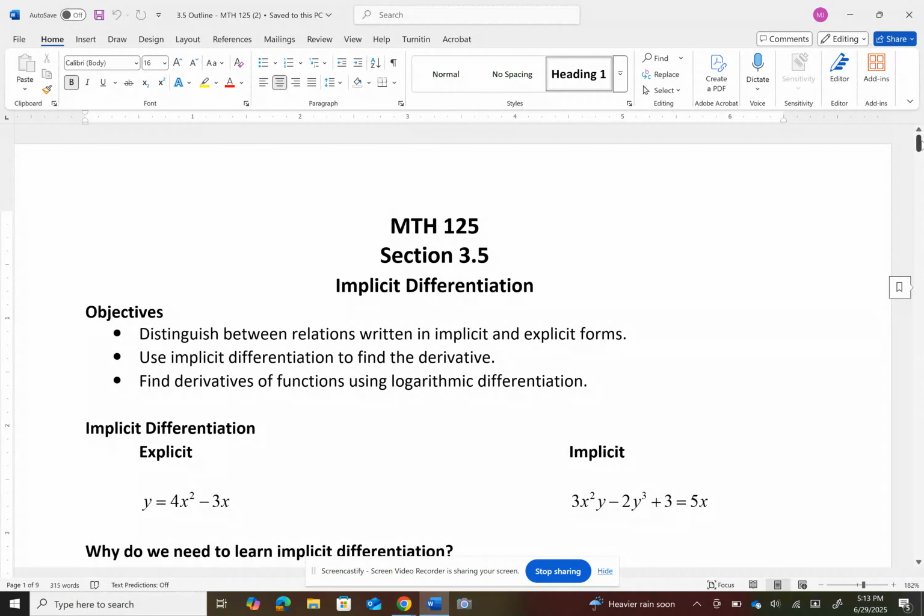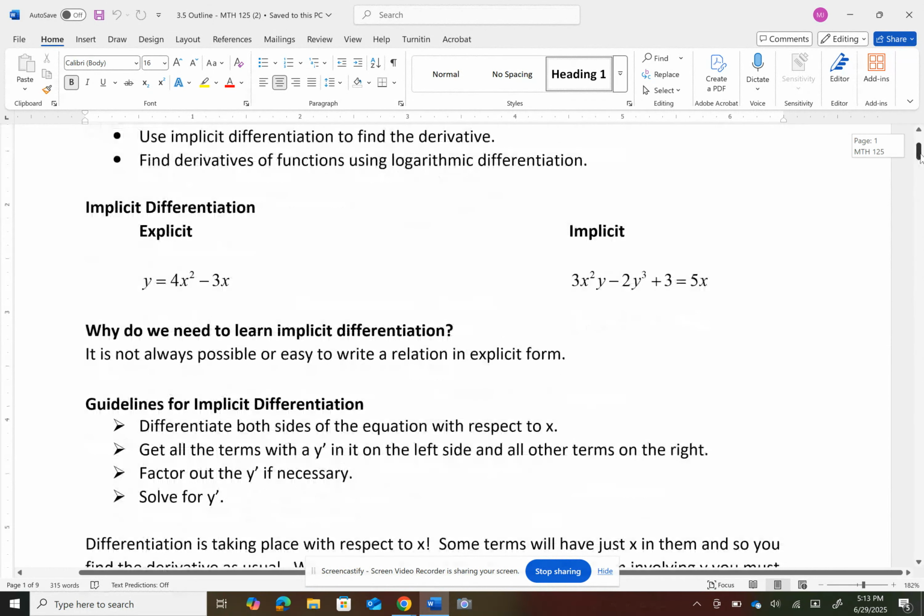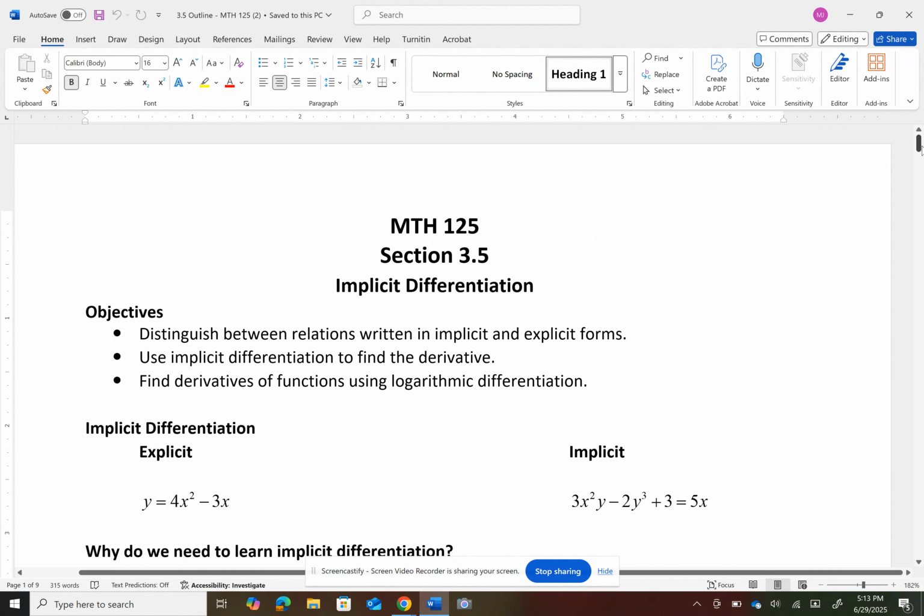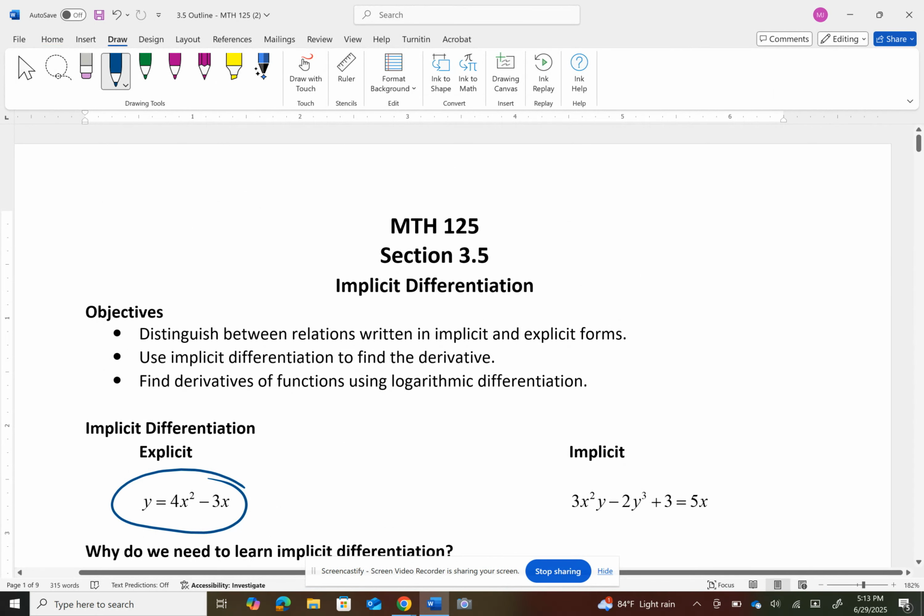All right, let's take a look at implicit differentiation. We've been doing derivatives of things that can be written explicitly, like y equals 4x squared minus 3x. So when you do the derivative of that, a lot of times you're going to be using things like the power rule. On this one, we'd get 8x minus 3, and we'd be done.